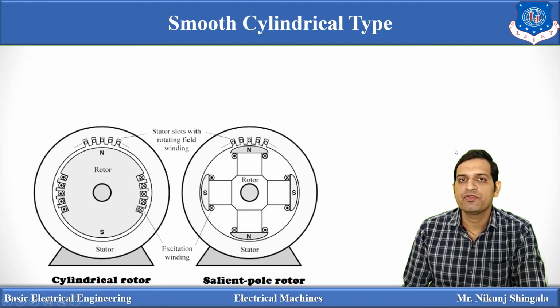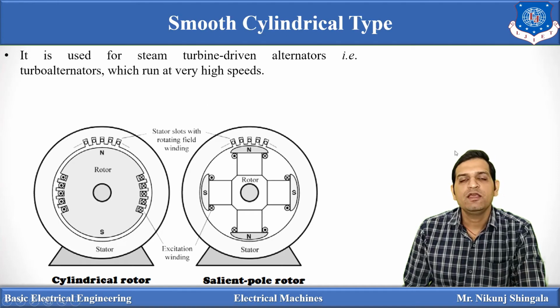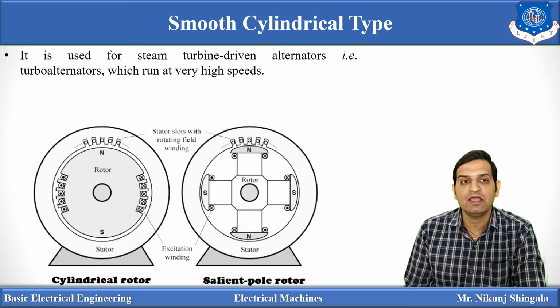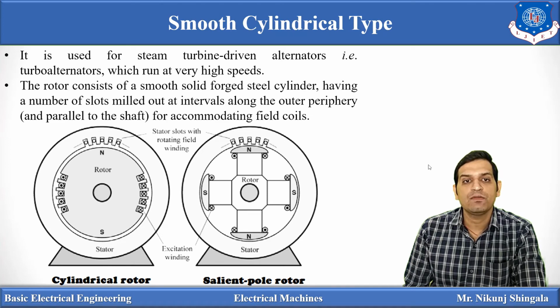The next one is a smooth cylindrical type rotor. It is basically used for steam turbine driven alternator. It is also known as a turbo alternator, which runs at very high speed application. The rotor consists of a smooth cylinder, which is made up of solid steel.